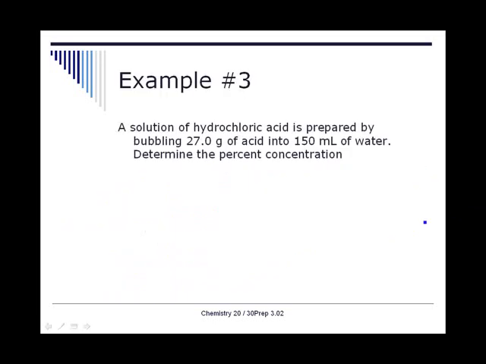Another example, we have a solution of hydrochloric acid prepared by bubbling 27 grams of acid into 150 ml of water. We want the percent concentration. So, write down our formula here. Percent concentration, or percent mass, is equal to mass of solute over the mass of solution times 100%.